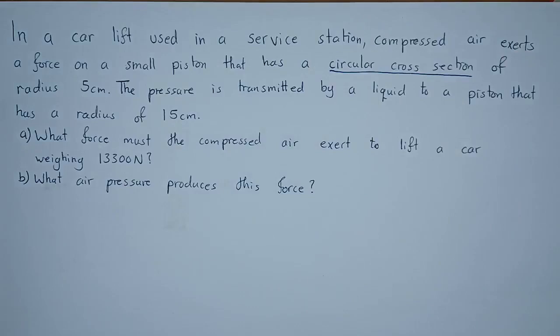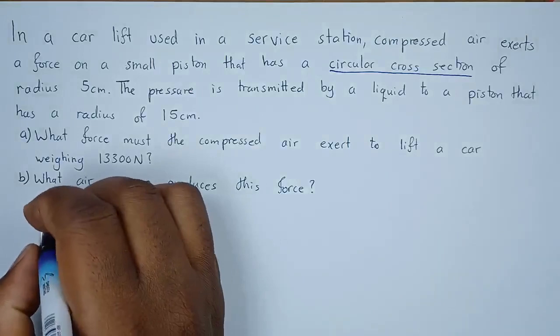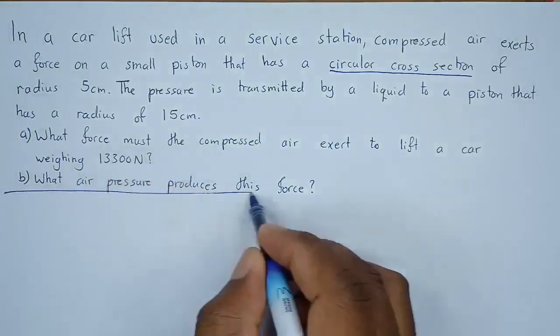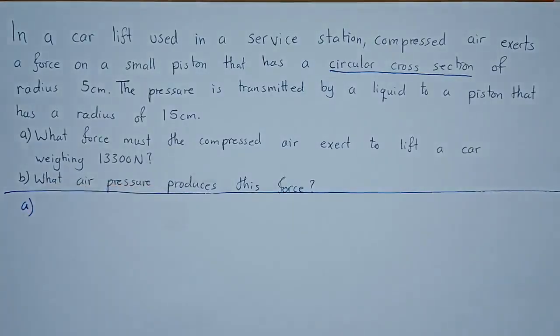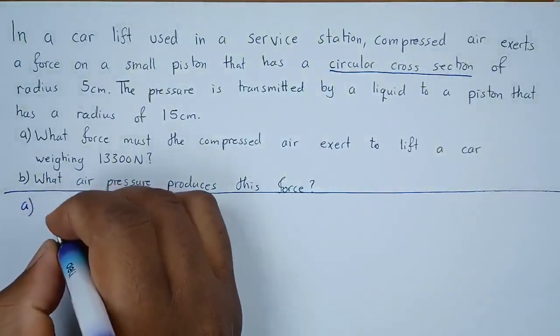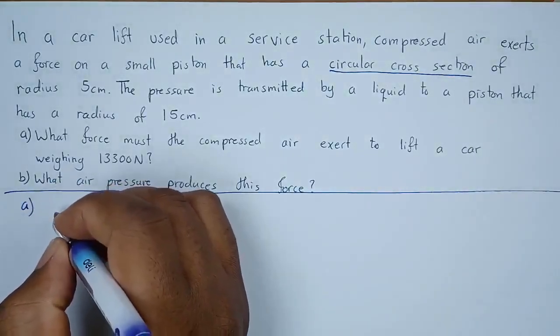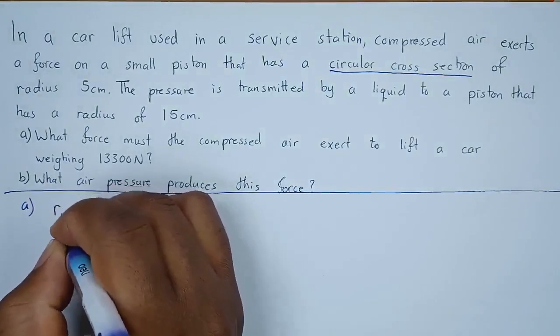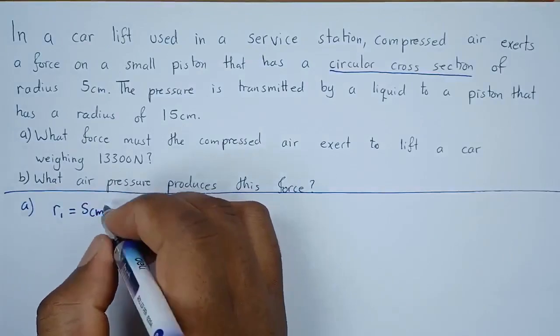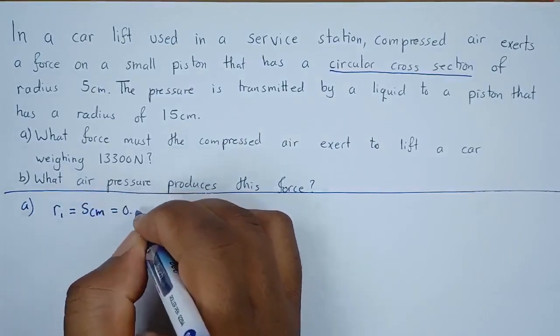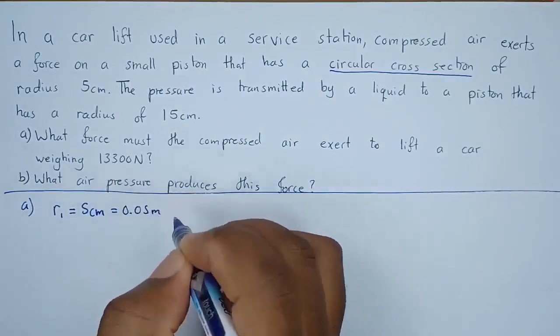But before we do that, let's convert the radius from centimeters to meters. I think it will be better that way. So let's just demarcate here like this. For part A, we've been given the radii, so let's call them R1 and R2. R1 is 5 centimeters, which is the same as 0.05 meters.